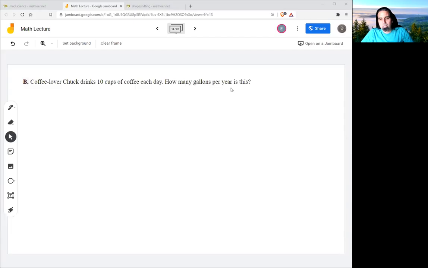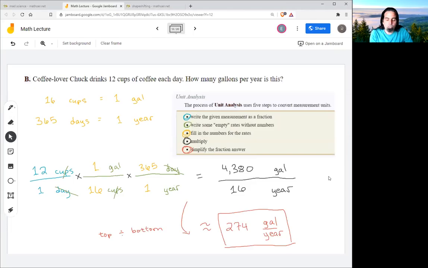Coffee lover truck drinks 10 cups of coffee each day. How many gallons per year is this? So write that much down, and then I'll go back to the other slide so you can look at that while you work. Okay, everyone has 10 cups per day. So work on that one and then shout out when you're done or type your answer in chat or something like that. We'll see if we all agree.